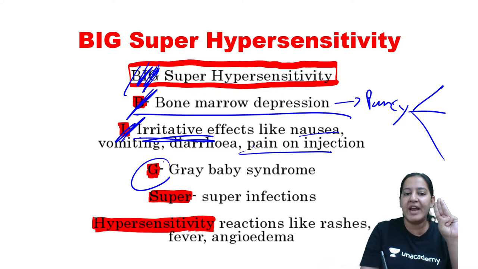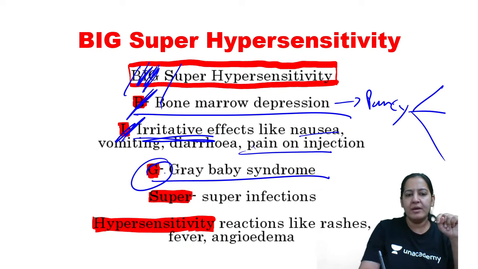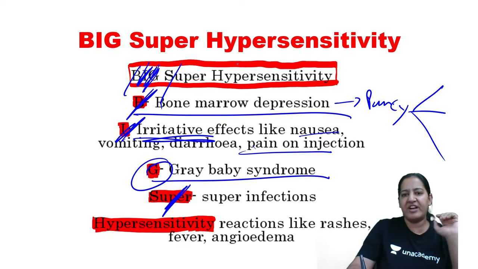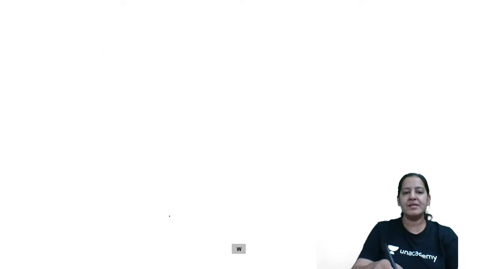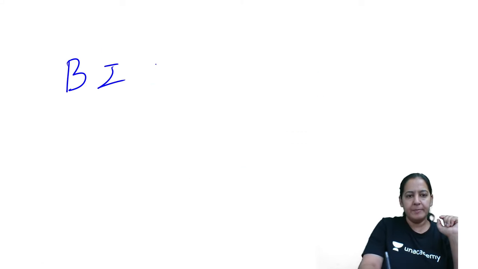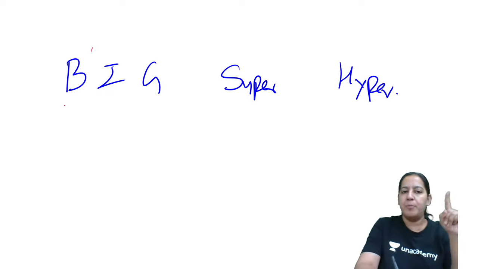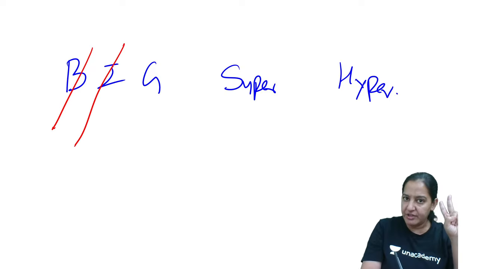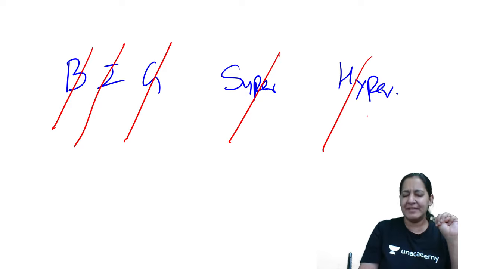One more important, gray baby syndrome. I will explain what gray baby is. G for gray baby. Super is super infection. It causes super infection. And hyper is hypersensitivity. So, big super hyper. What is the mnemonic? The mnemonic is big super hyper. Say the full form. B for bone marrow suppression. I for irritative effect. G for gray baby. Super infection, hypersensitivity.